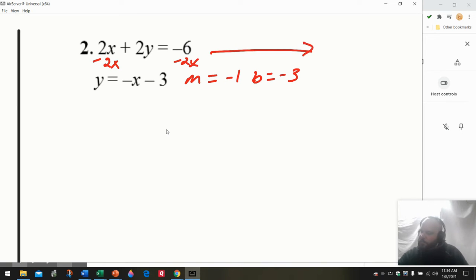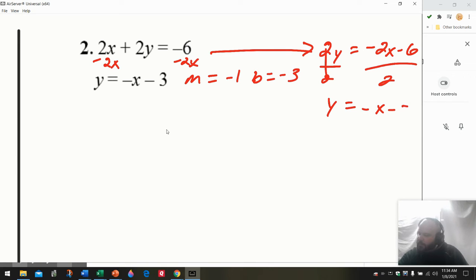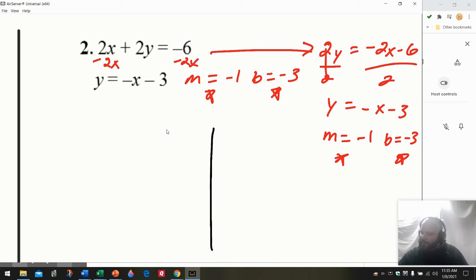And do my work for this one over here. I'm going to get 2y is equal to -2x minus 6. Then I'm going to divide by 2 on both sides. And I'm going to get y equals -x minus 3. And so this one, m is -1 and b is -3. And if you look, the m's are the same and the b's are the same. So whenever I go to graph this, these are going to work out to be the exact same line, as you'll see here in just a second.